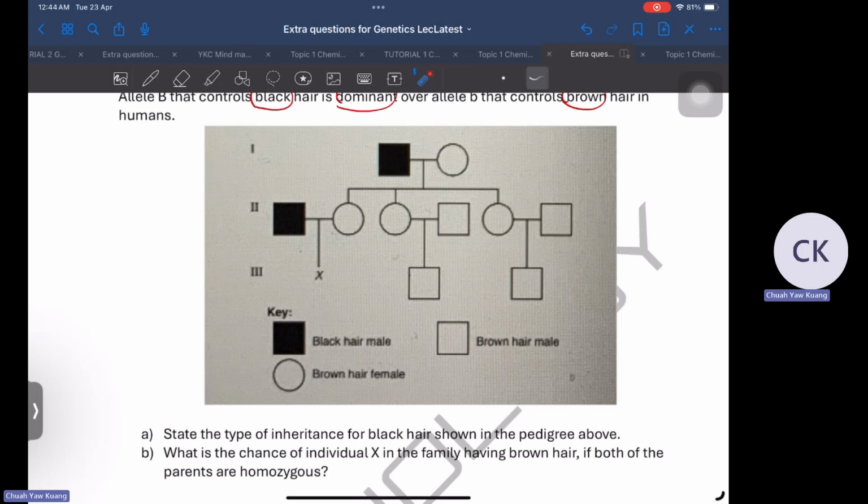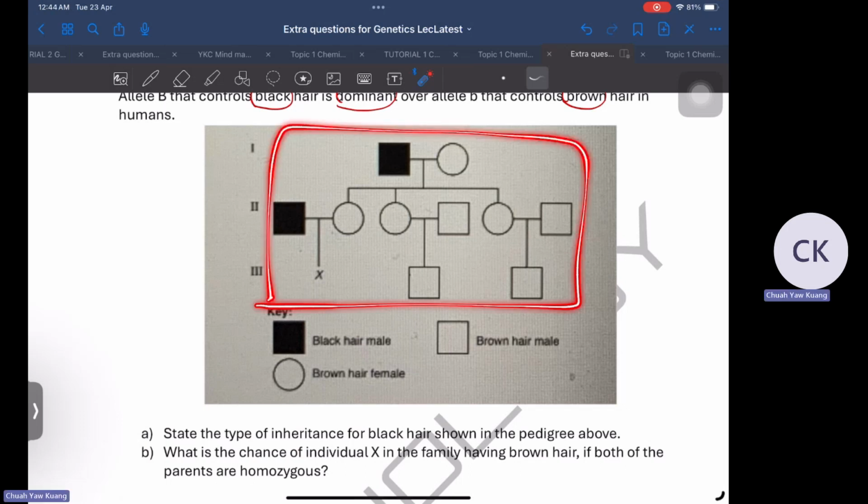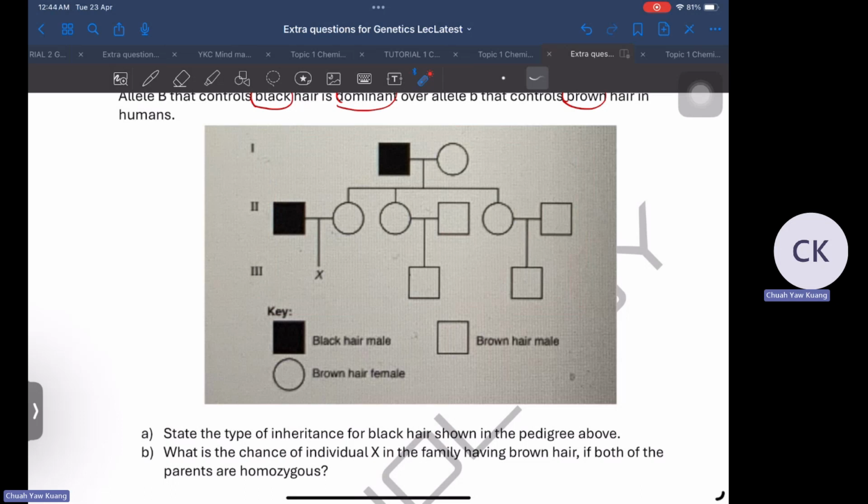But sometimes you have to be careful. For example, in this pedigree, if you take a first look and don't analyze it, you would think that this is sex-linked. Why? Because you see that only males are affected. The females are not affected at all.